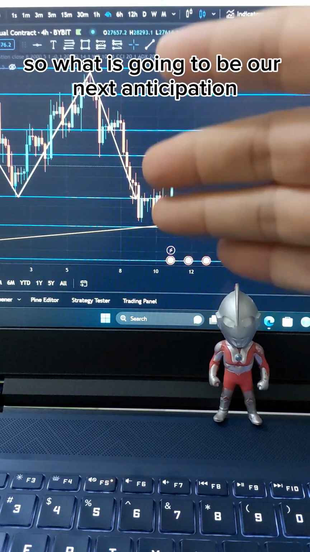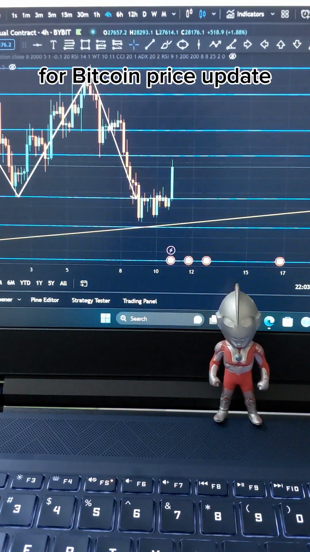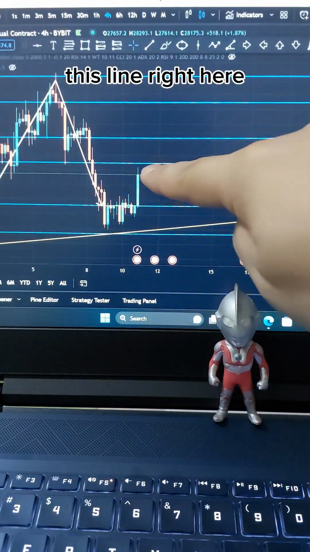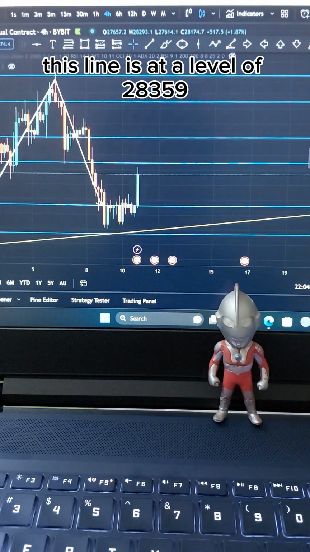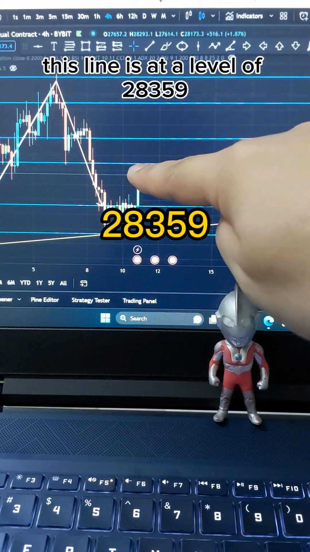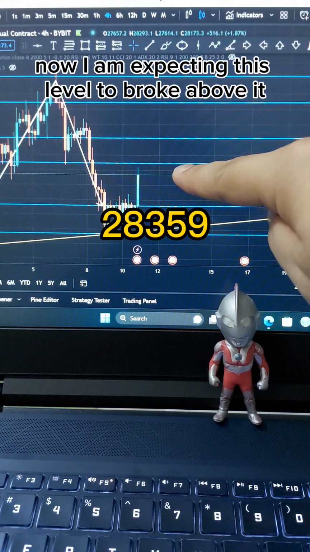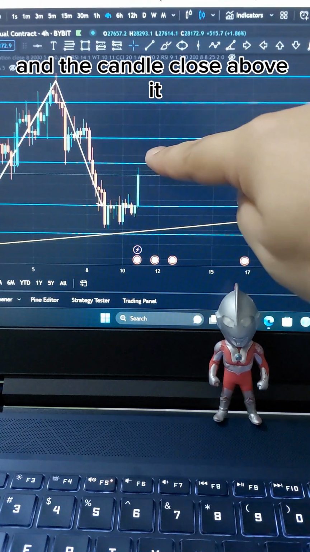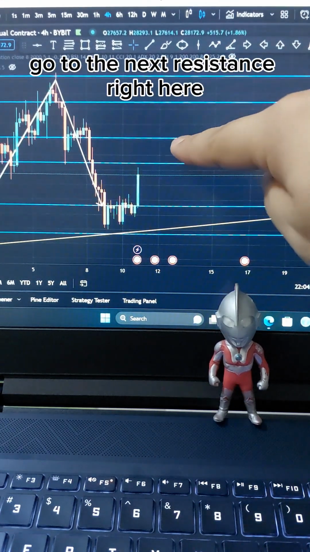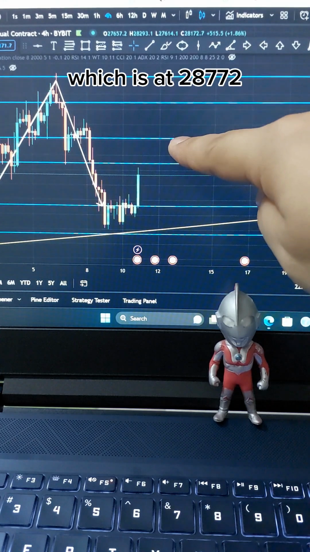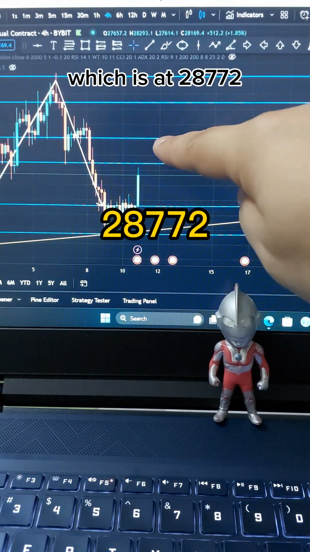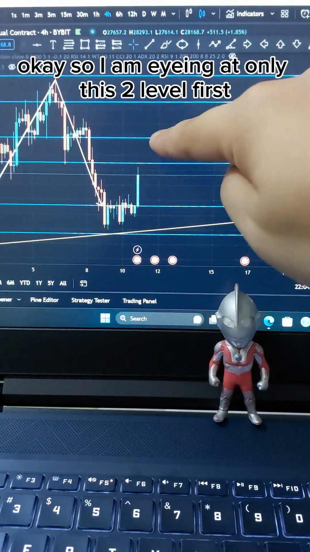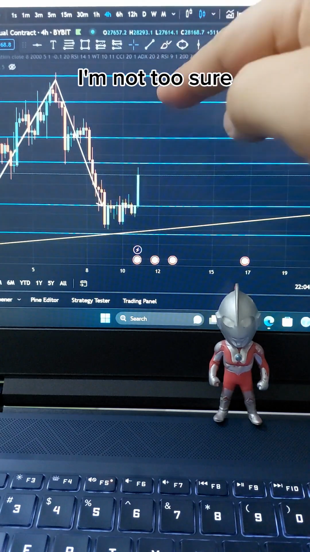So what is our next anticipation for the Bitcoin price? The critical area we need to take note of is this line right here, at a level of 28,359. I am expecting this level to break above and the candle to close above it. Then it will subsequently go to the next resistance right here, at 28,772.